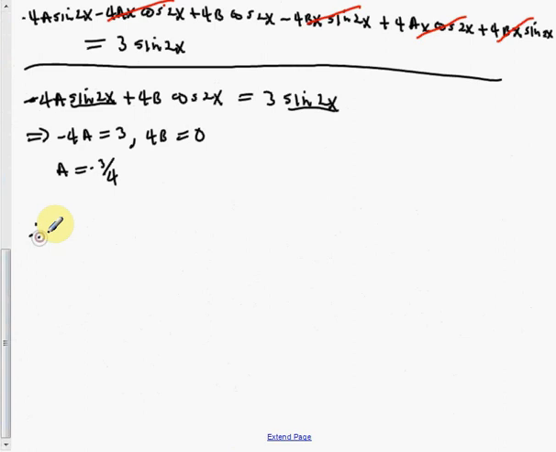And so y is equal to y sub c plus y sub p. And this was c sub 1 times cosine 2x plus c sub 2 times sine 2x. And then the other part was the ax cosine 2x plus the bx sine 2x, but b is 0, so this is just minus 3 over 4 times x cosine 2x.